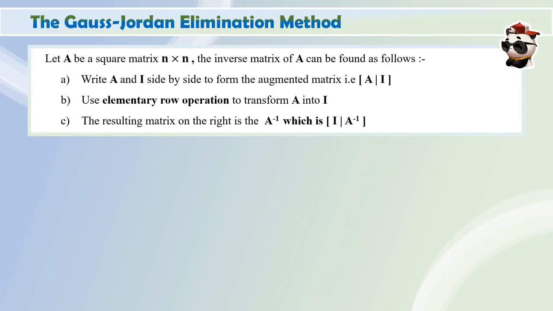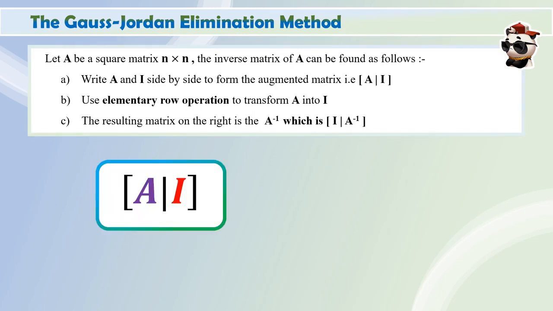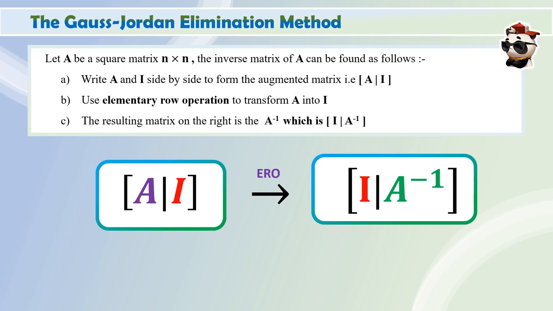Let A be a square matrix. The inverse matrix of A can be found as follows. Write A and I side by side to form the augmented matrix. Use elementary row operation to transform A into I. The resulting matrix on the right is A inverse.